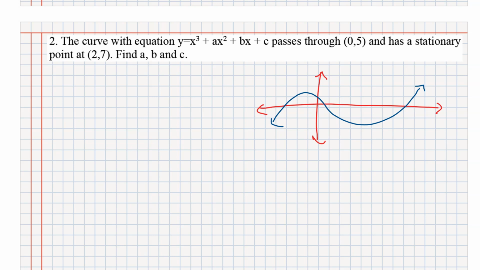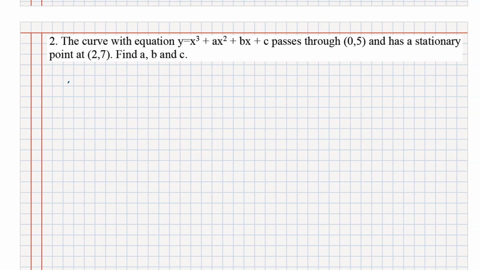So we're given a point here and a point here. Pretty much what it's saying is find a, b, and c. And we might immediately think, well, we can't do that. But the reality is we can do it. And the way in which we can do it, I'll show you right now.